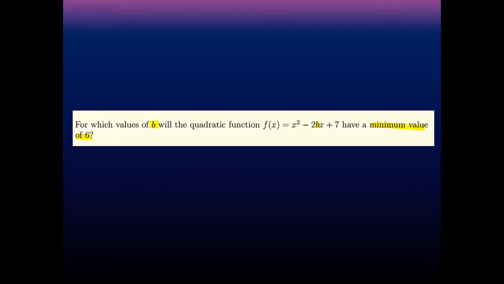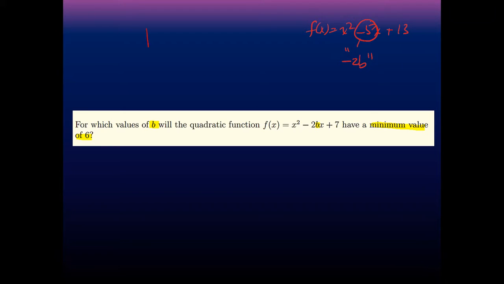Now, we're not given the whole function, like f of x equals x squared minus 5x plus 13, right? We're given this in a mystery fashion, with the minus 2b. In other words, for which value of b will this function have a minimum value?